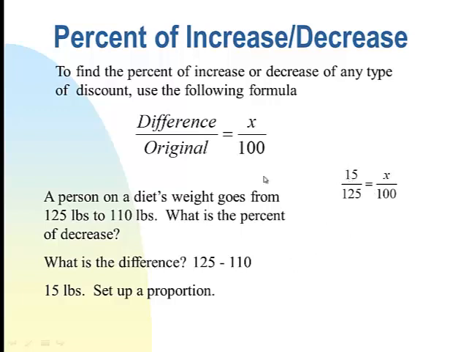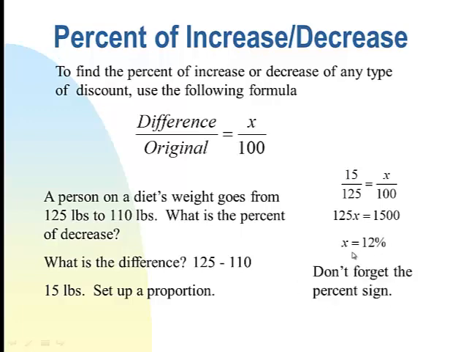Now let's set up our proportion. Let's PEA. So my equation would be 125x equals 1500. Divide both sides by 125, and I get x equals 12%. If you're finding a percent of increase or decrease, you better have a percent sign. Okay, so let's try another one.